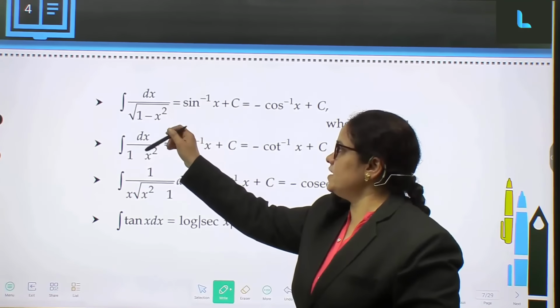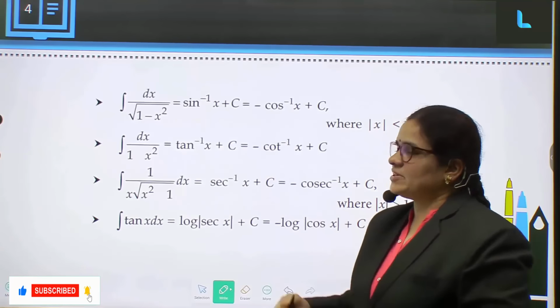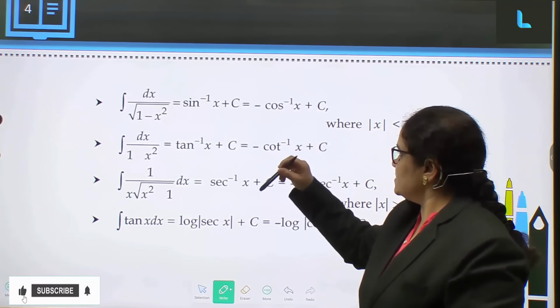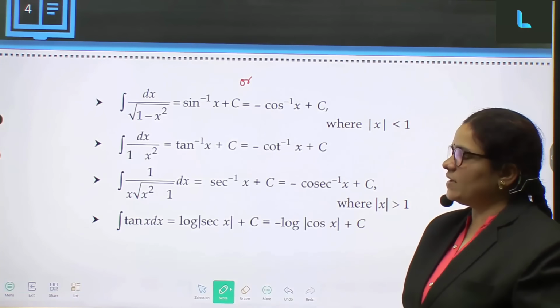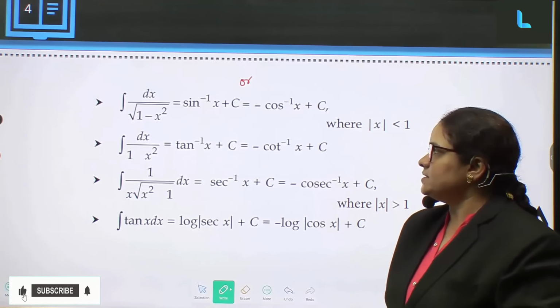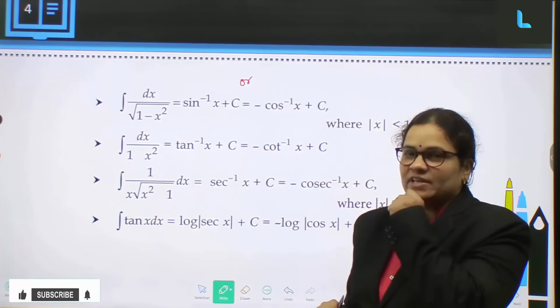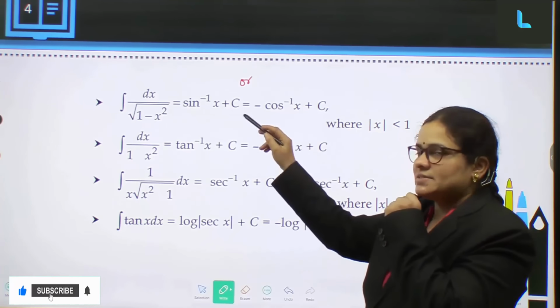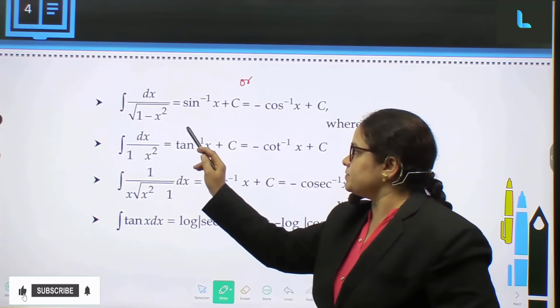Next one is integral dx by square root of 1 minus x^2, whose value is sin inverse x plus c, or another one, minus cos inverse x plus c. This value equals the inverse trigonometric functions: sin inverse x plus c, or minus cos inverse x plus c.